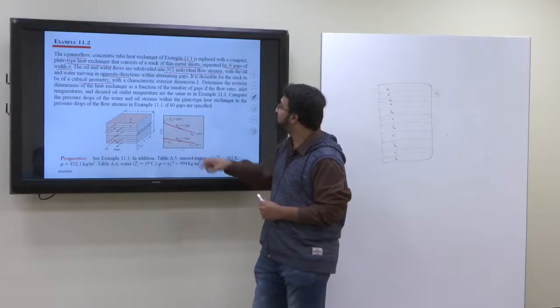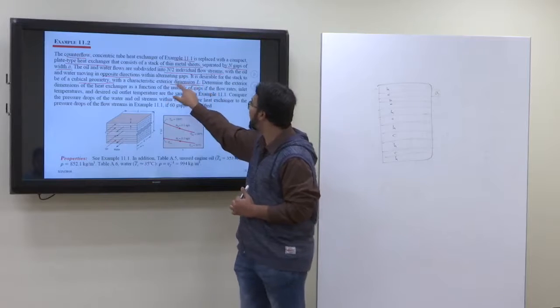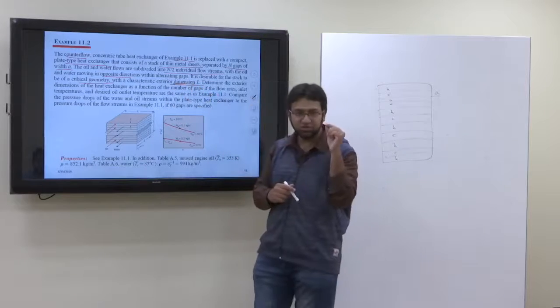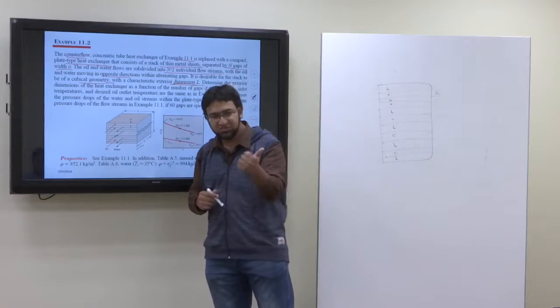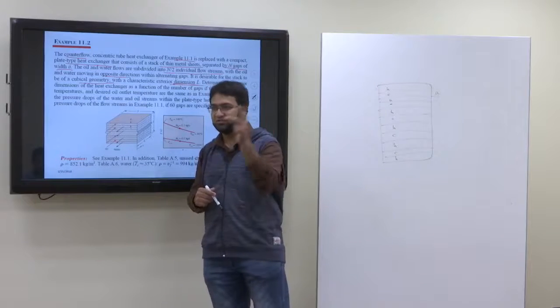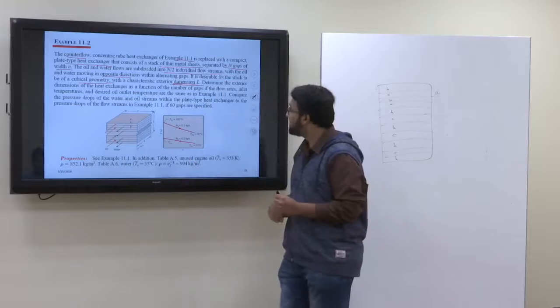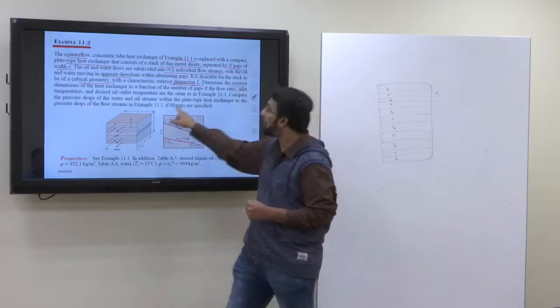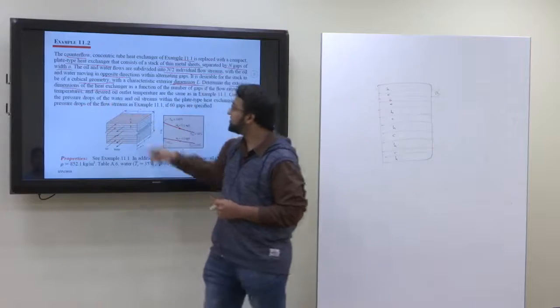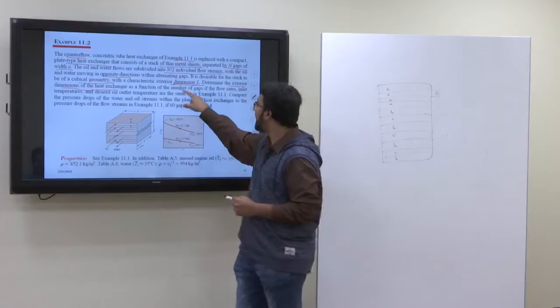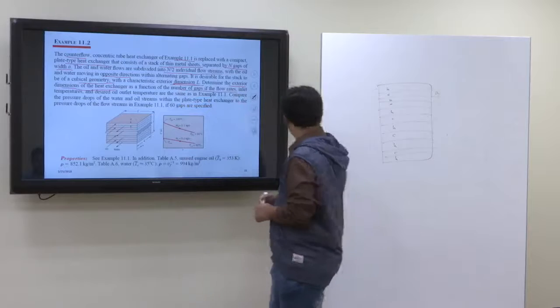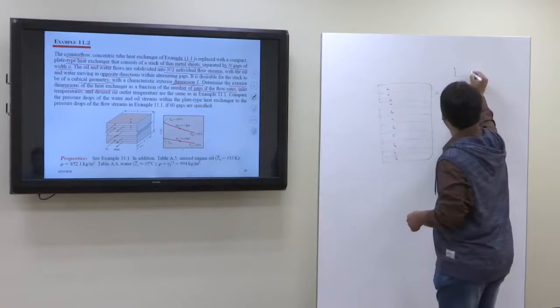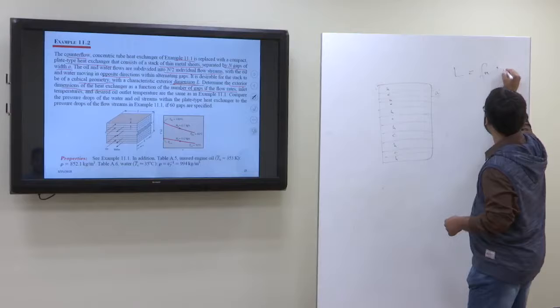With a characteristic exterior length L. So now we have only one dimension here, L, which is the same as the width, which is the same as the length, which is the same as the height. Determine the exterior dimension of the heat exchanger. Now we need to find this L, the dimension of the heat exchanger, as a function of the number of gaps. So we need to find L as a function of N.